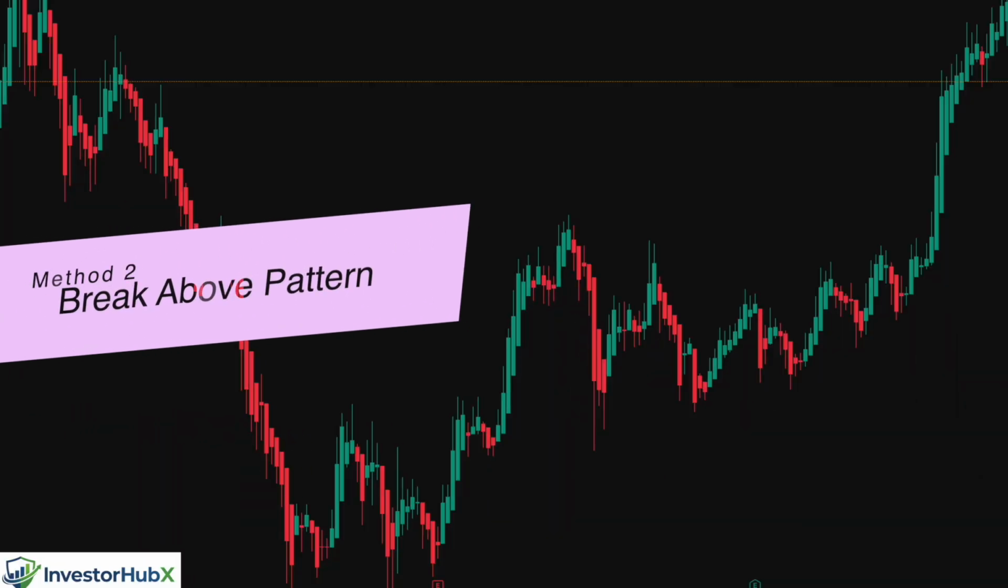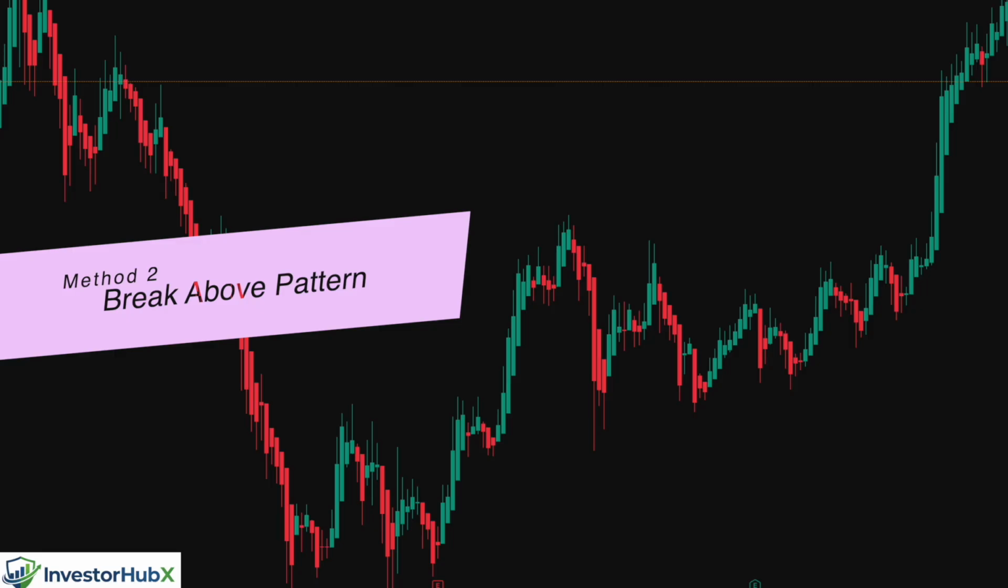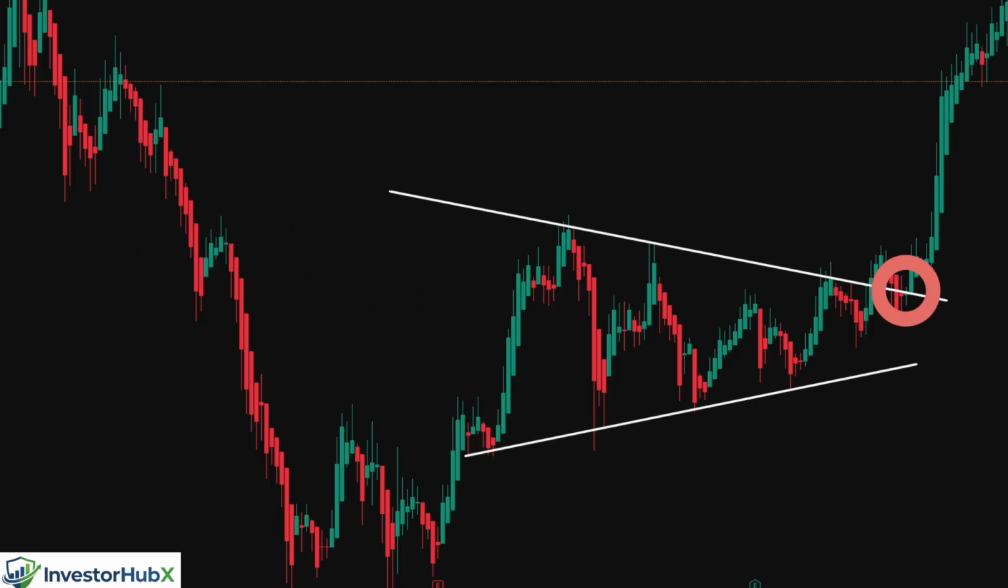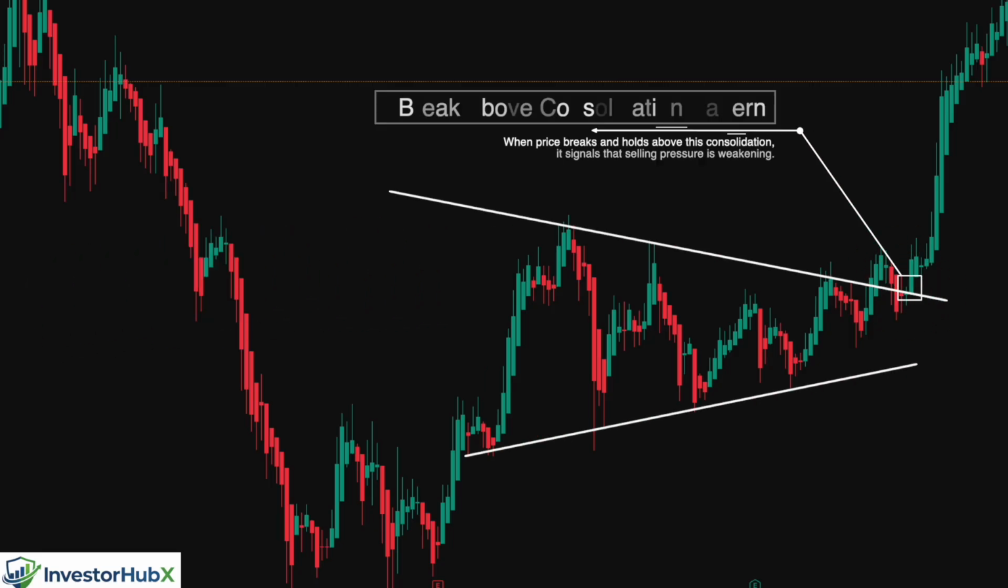The next sign that a bear market may be ending is a break above a consolidation pattern. When price breaks and holds above this consolidation, it signals that selling pressure is weakening. This tells us that sellers are losing control. While not every breakout leads to a bull market, a sustained breakout is an important step in transitioning out of a bear market.